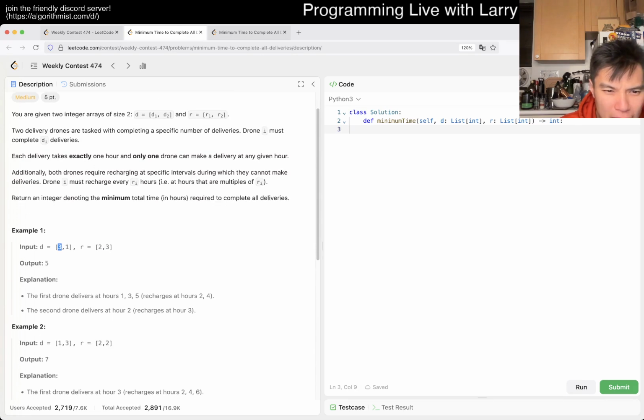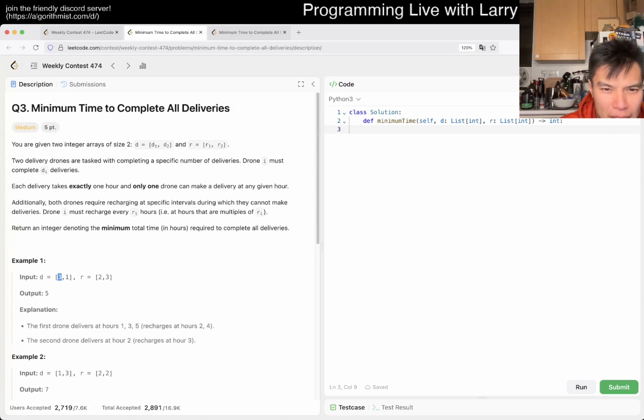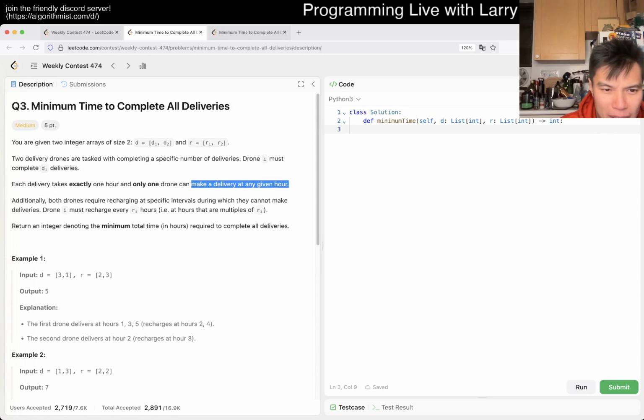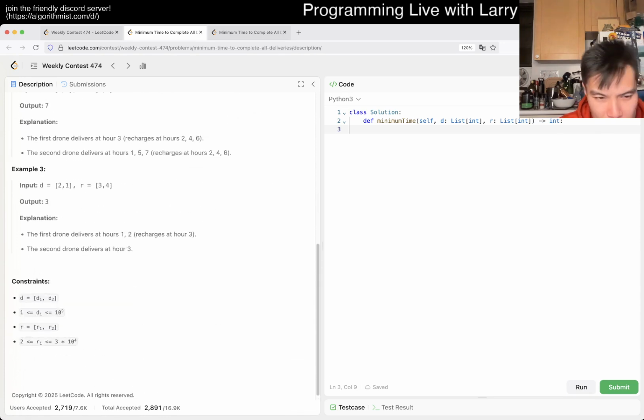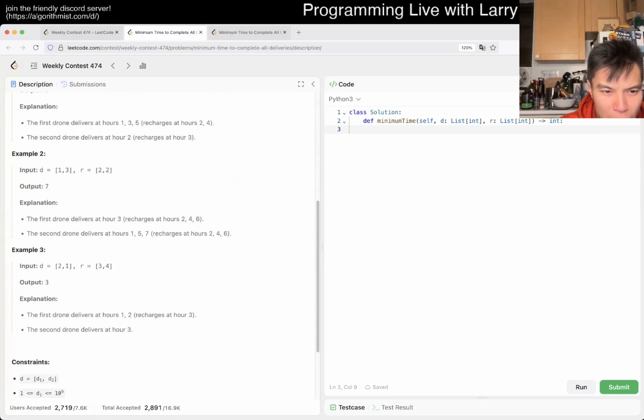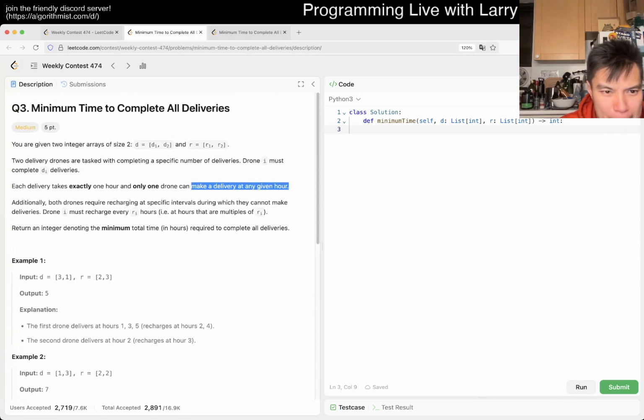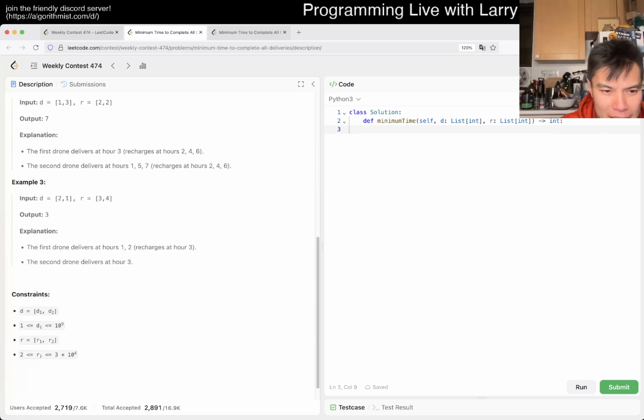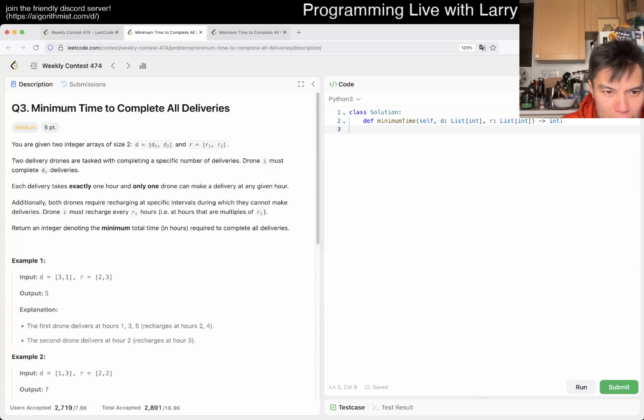I don't get it actually. Wait, let me double check. Only. Okay, I see. So then it. Is it just brute force? No, because it's 10 to the 9. I guess that's the thing. There's some weird pigeonhole thing there.